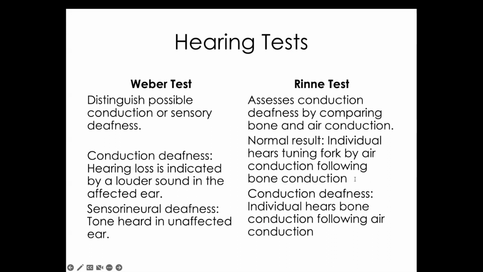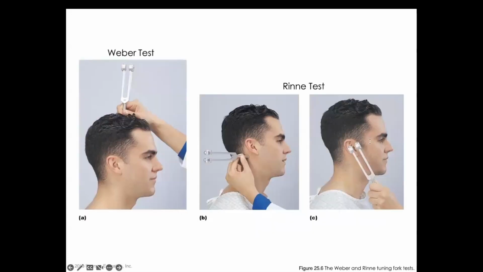The Rinne test will assess only conduction deafness. A struck tuning fork is placed on the mastoid process behind the ear. A normal test result occurs when the individual hears the tuning fork by air conduction following bone conduction. And then a conduction deafness result occurs when the individual hears a tone by bone conduction following air conduction. So this is an example of what the Weber and the Rinne test will look like.